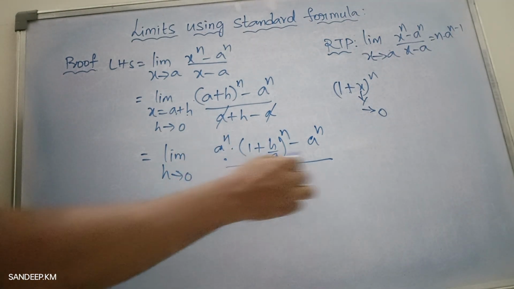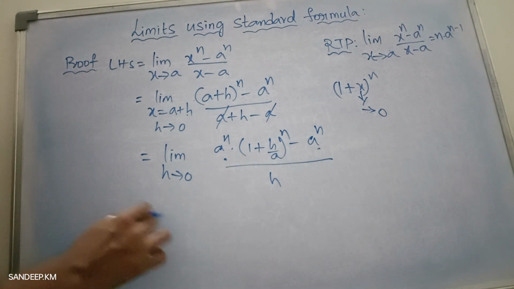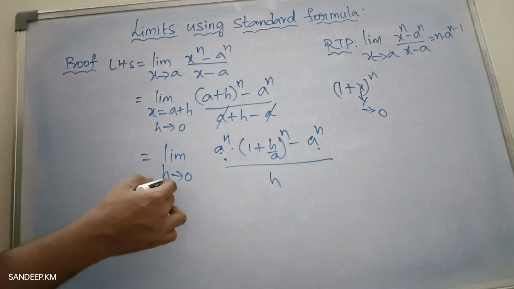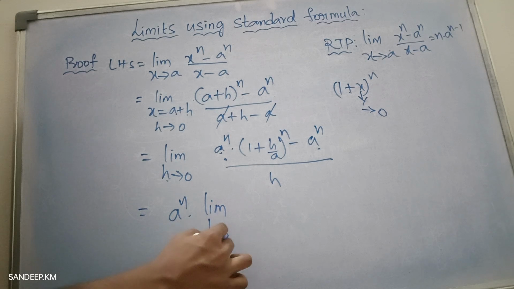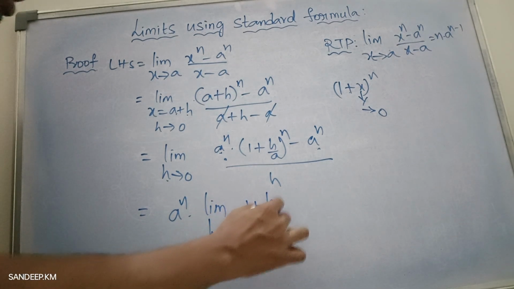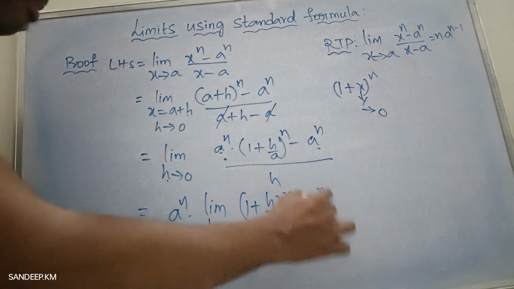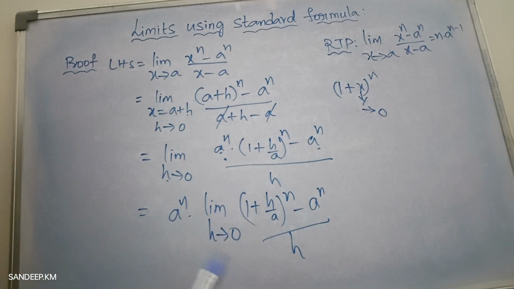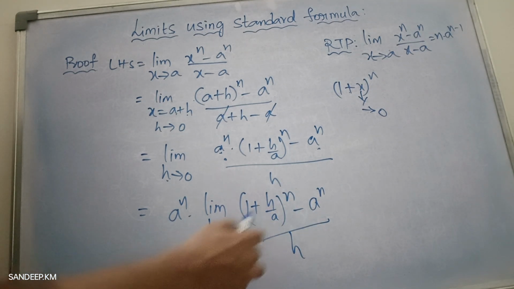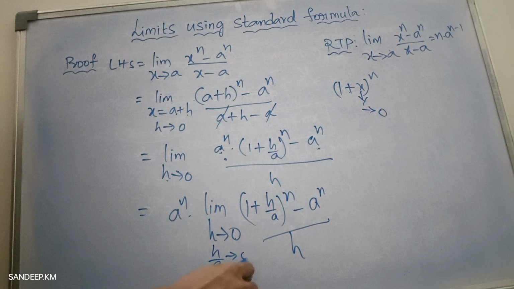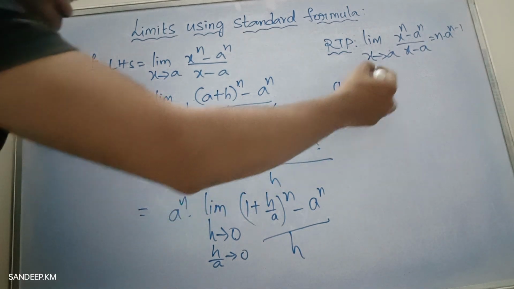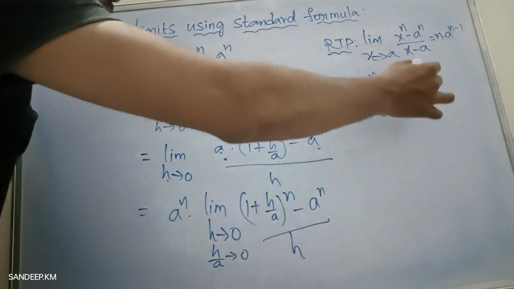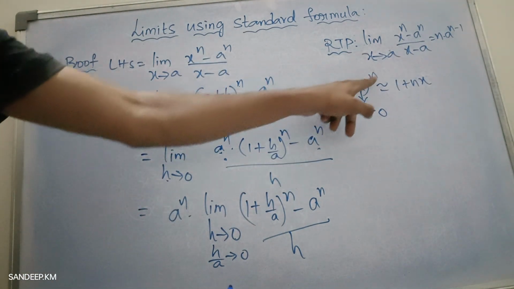So here in the first term and second term, we can take a power n common, and a power n is independent of the limit. You can take it outside. A power n into limit h approaches 0, 1 plus h by a whole power n minus 1 divided by h. Dear students, as h is approaching 0, h by a is also approaching 0. So for that reason, we can write 1 plus x whole power n approximately as 1 plus nx, correct or not? 1 plus n into x.